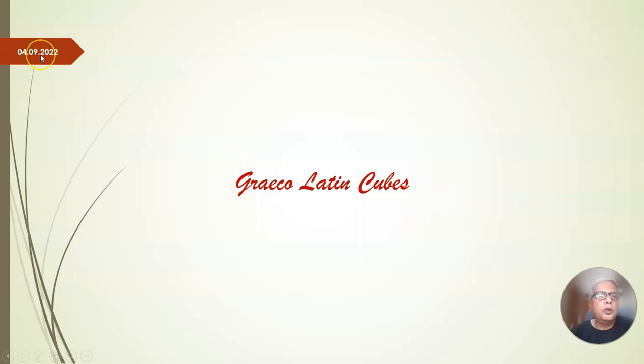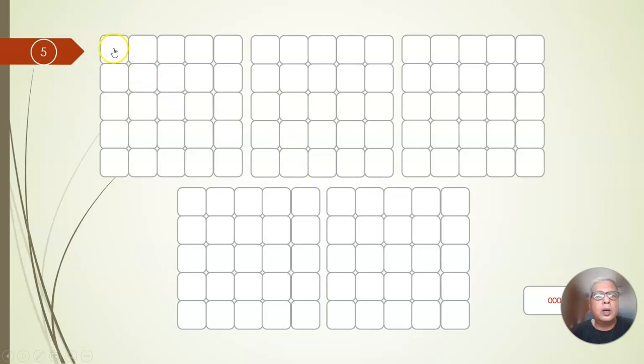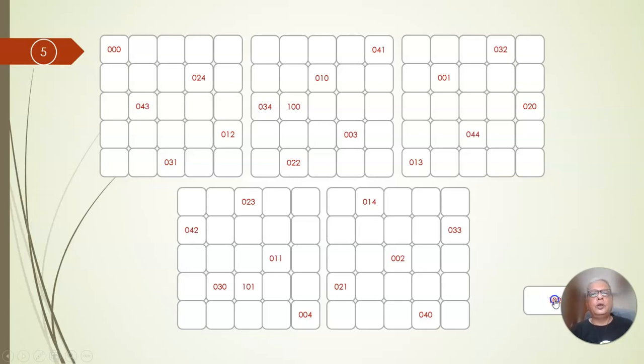Now, in 2022, I was thinking of Graeco Latin cubes. We have talked about Graeco Latin squares. Now Graeco Latin cubes are also possible, and also hypercubes of higher dimension. So here is an example of an order 5 Graeco Latin cube. There are 5 partitions, front, then the next one, then the next one, then the next one, then the last partition. Then I have got a method that gives me a Graeco Latin cube of order 5. It looks random, but it's not really random. It has got a certain algorithm in it, and that completes a Graeco Latin cube of order 5.